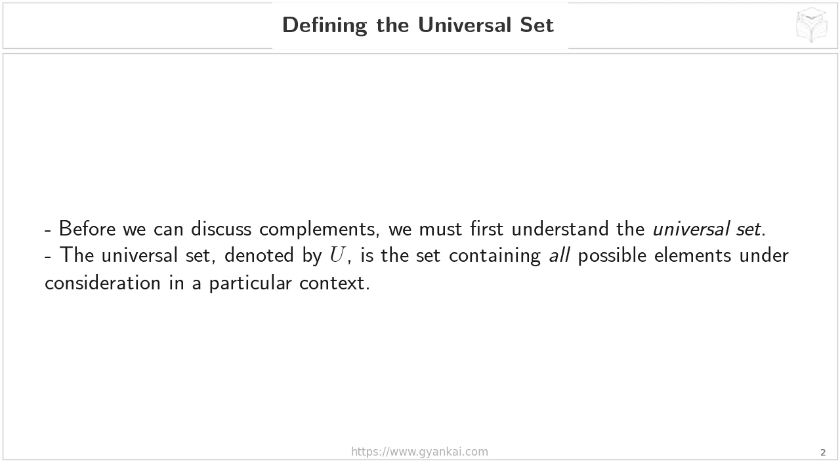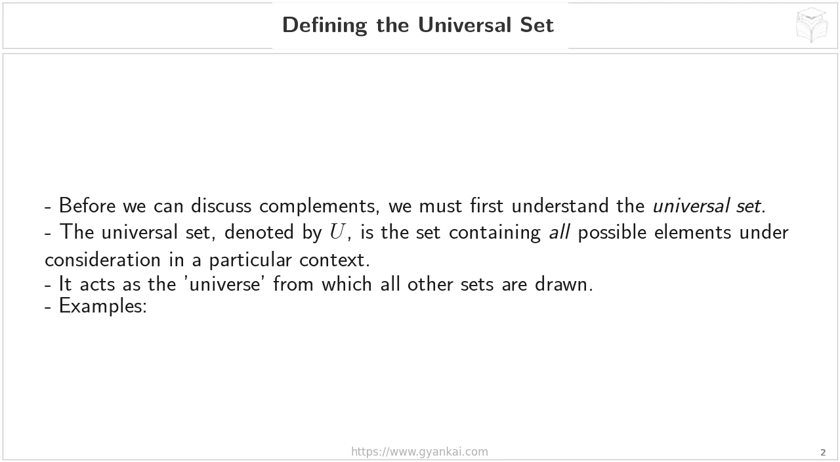Think of it this way: imagine you're drawing circles on a piece of paper. The universal set is like the entire piece of paper itself. Everything else, all the circles we draw, exist within that paper. Formally, the universal set is denoted by the capital letter U. I'll say that as capital U. It's the set that contains absolutely all possible elements we're considering in a specific problem or context. It's the universe, and that's why we call it the universal set, from which all other sets are created or drawn.